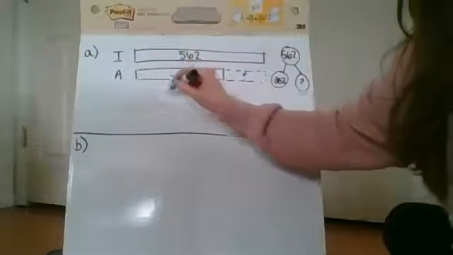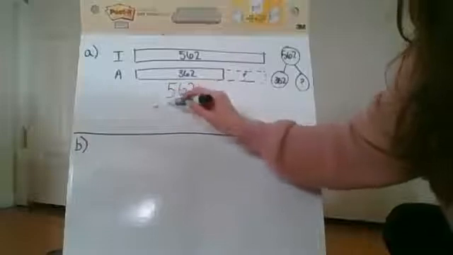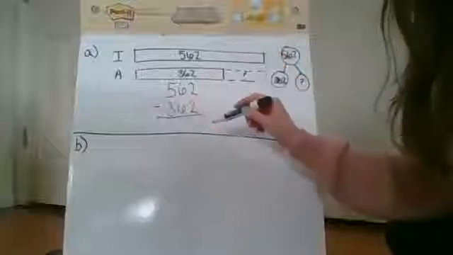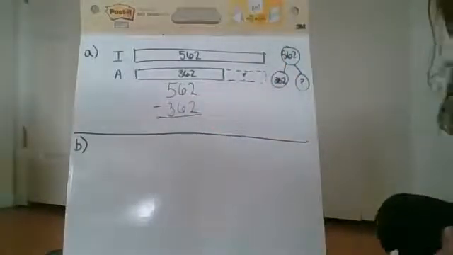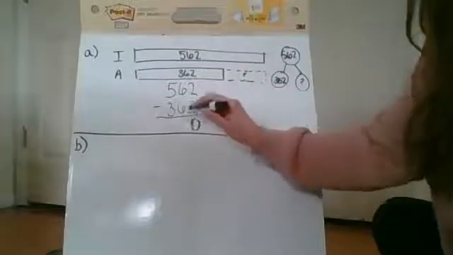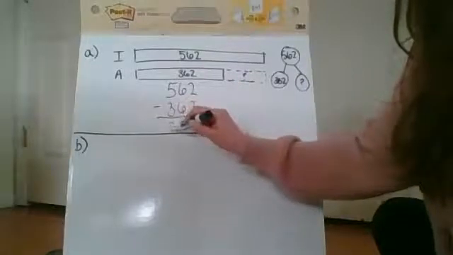So I'm going to start with 562, and I'm subtracting my part of 362. When I set up my number sentence, I want to make sure that it's all lined up correctly, with all the numbers in the correct place value. 2 minus 2 is 0. 6 minus 6 is 0. And 5 minus 2 is 3, so that's 300... wait, 5 minus 3 is 2, so 200.